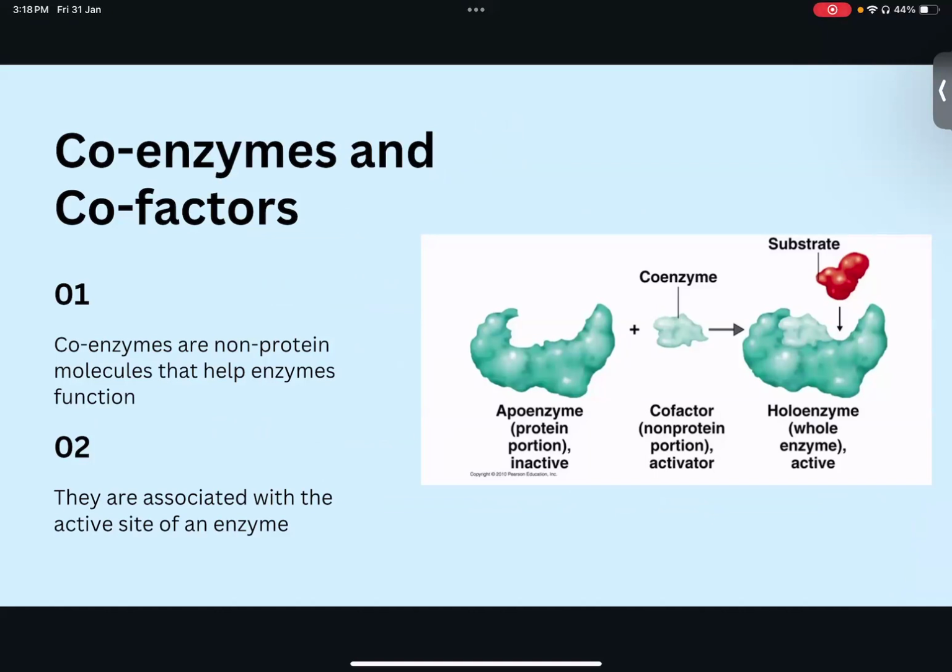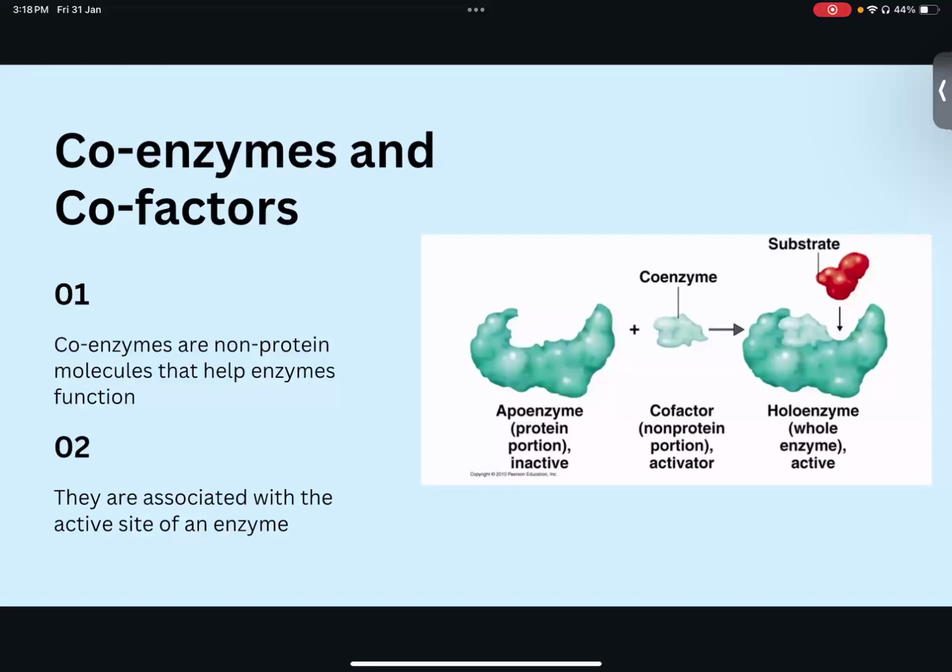Now we're going to talk about the enzyme factors, the coenzymes and cofactors. Coenzymes are non-protein molecules that help the enzyme's function. It's needed for the enzyme to be active. So the enzyme alone itself is called an apoenzyme. It's an inactive form. Okay. When we add coenzyme to the enzyme, we will activate the enzyme.